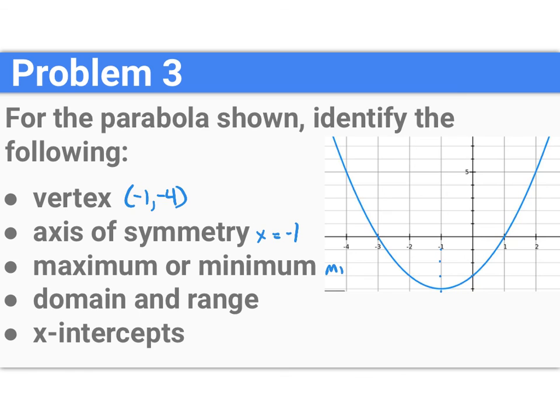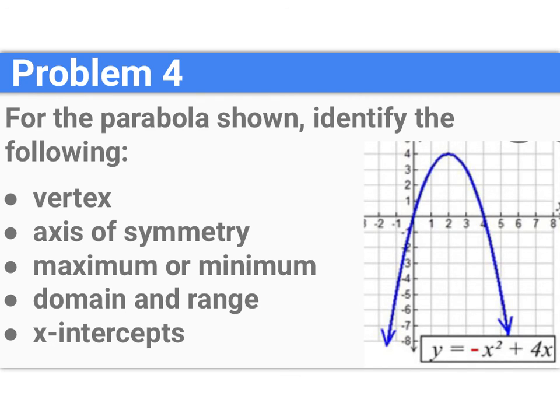This is a minimum. Our domain goes from negative infinity to positive infinity, and then the range goes from -4 to positive infinity. I should have found a downward facing graph. And our x-intercepts are -3, 0, and 1, 0. So this point right here and that point right there.